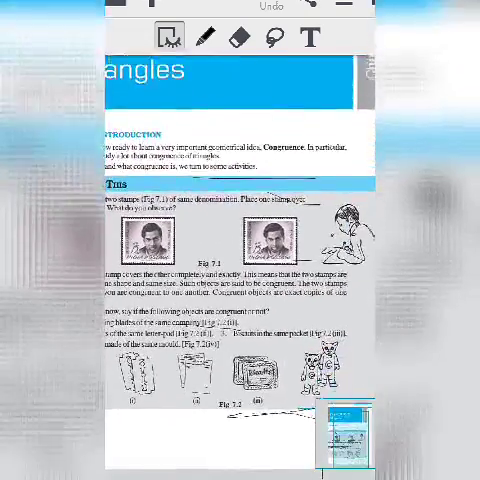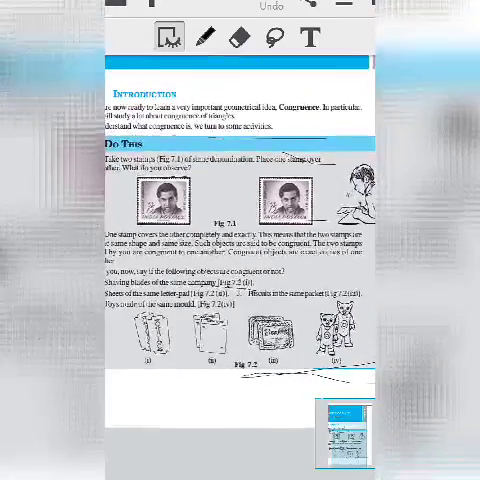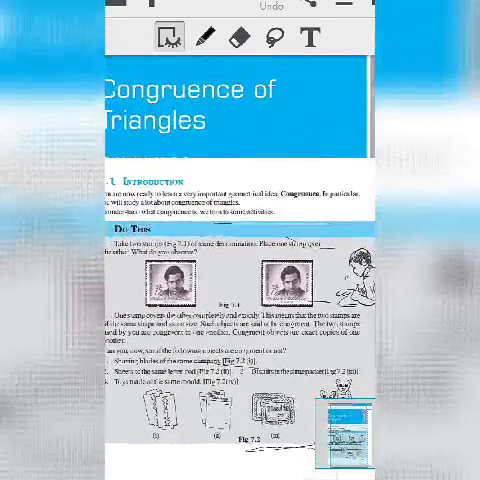Here there are different shapes given. There can be more examples. Different shapes may be there, but they will not be the same.